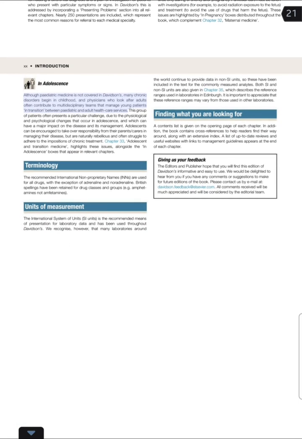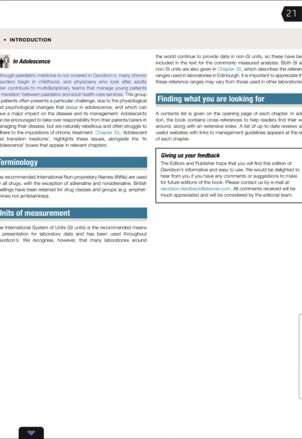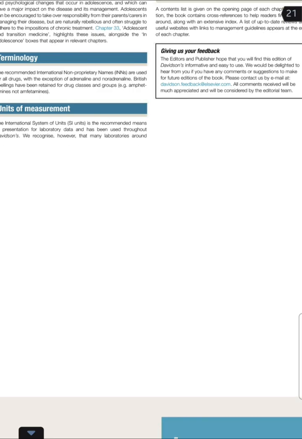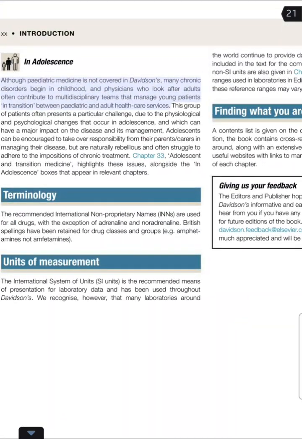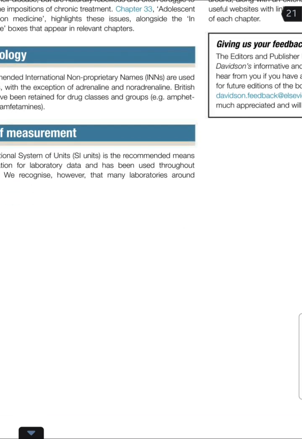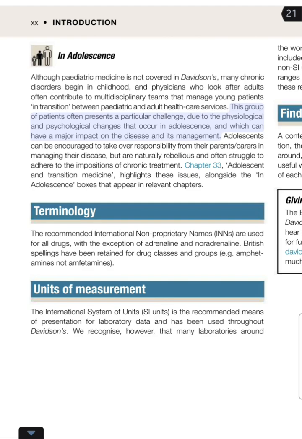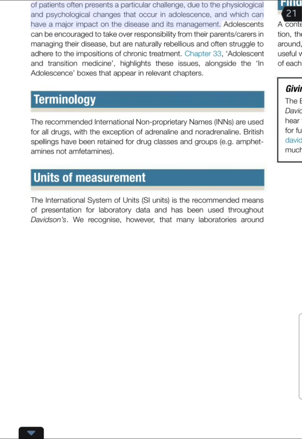In adolescence. Although pediatric medicine is not covered in Davidson's, many chronic disorders begin in childhood, and physicians who look after adults often contribute to multidisciplinary teams that manage young patients in transition between pediatric and adult healthcare services. This group of patients often presents a particular challenge, due to the physiological and psychological changes that occur in adolescence, and which can have a major impact on the disease and its management.